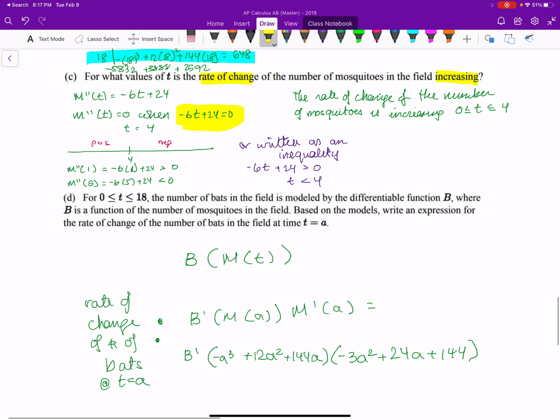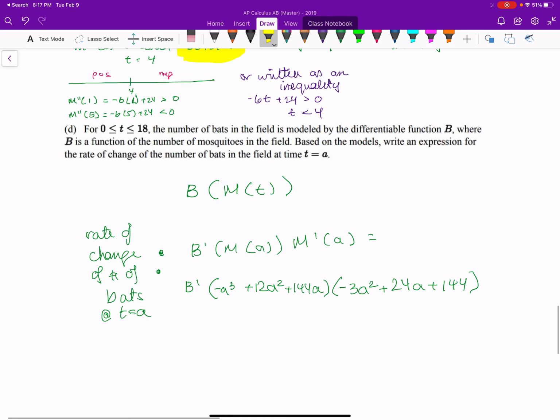All right, for part D, the number of bats in the field is modeled by the differential equation B, where B is a function of the number of mosquitoes. So that's B of, and the number of mosquitoes was M. So that's really what the expression is, right? Now it's asking you, based on the model, to write an expression for the rate of change of the number of bats in the field at t equals A.